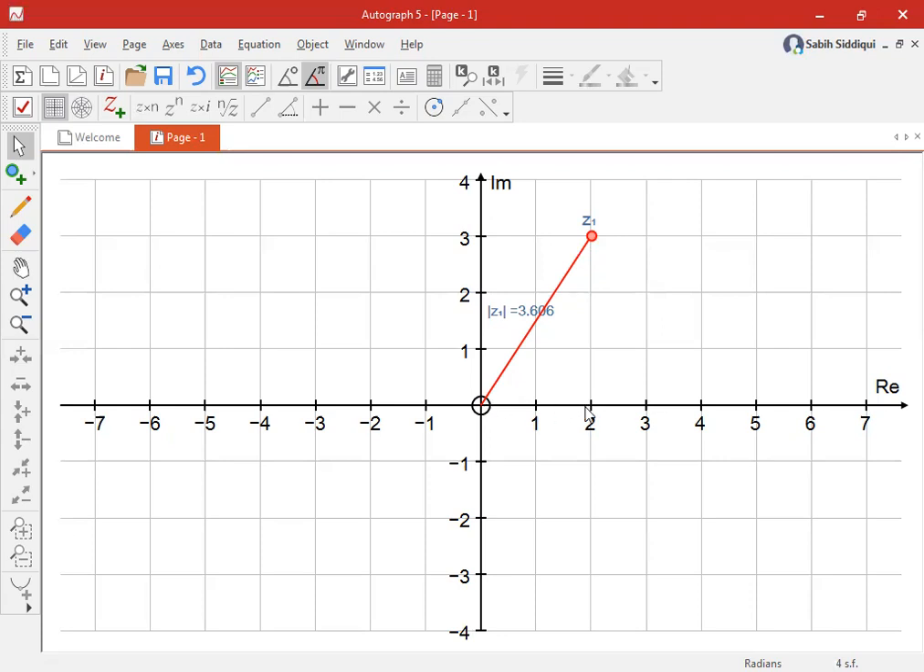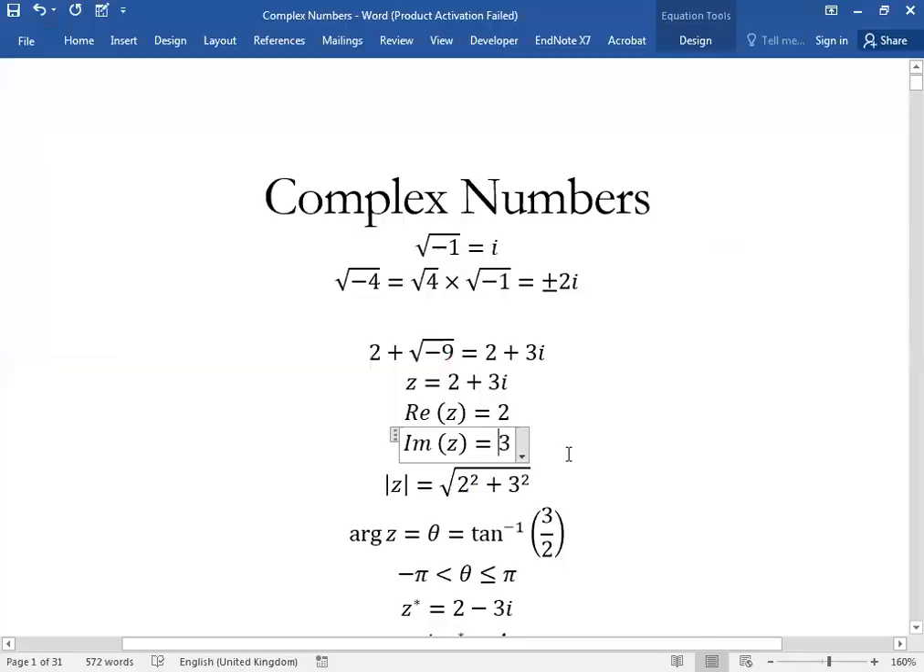Take the real component, square it, take the imaginary component, and you square it. Make sure when you're taking the imaginary component, do not consider iota with it. Be very clear about it. Do not consider the iota with it.